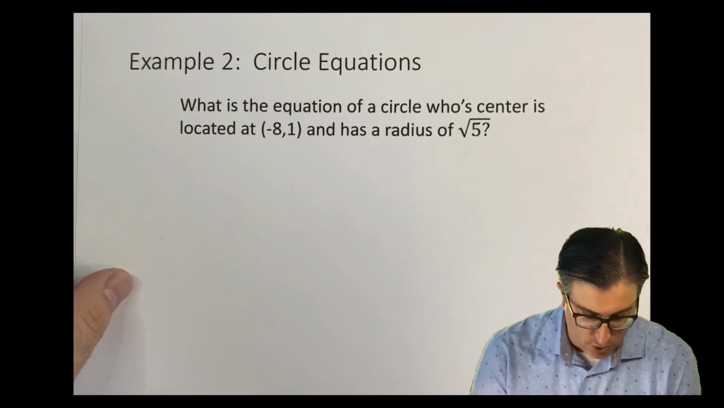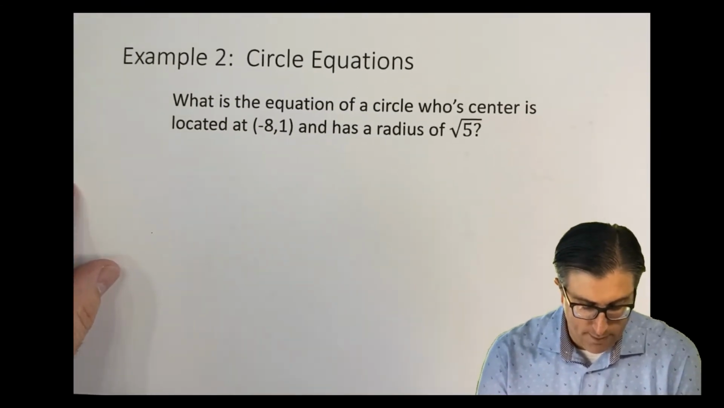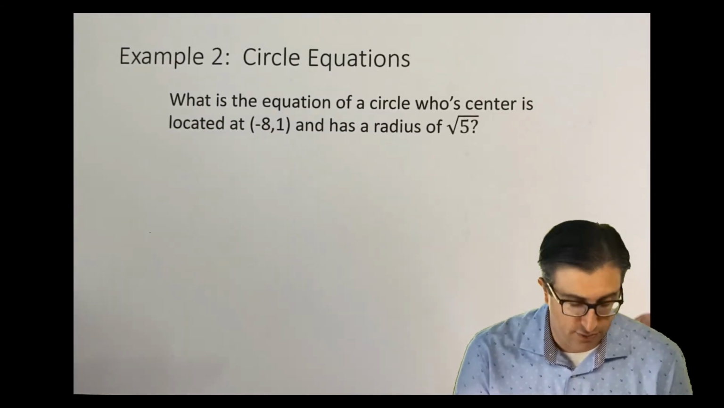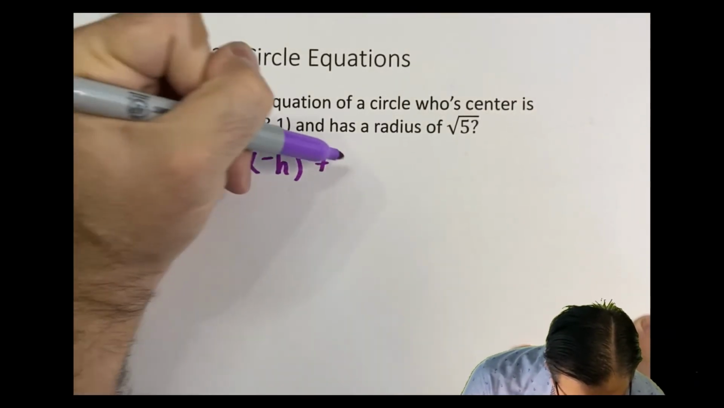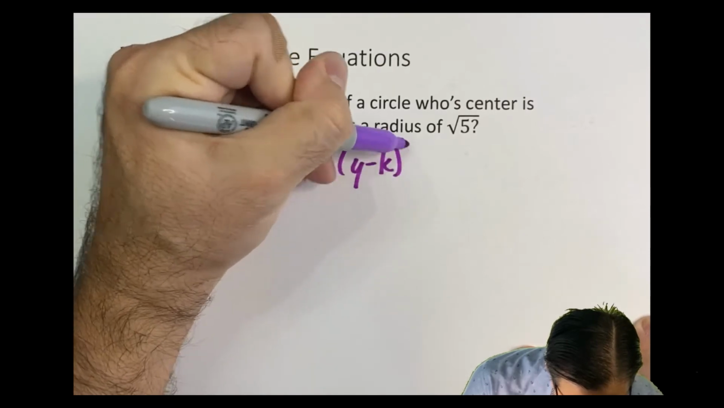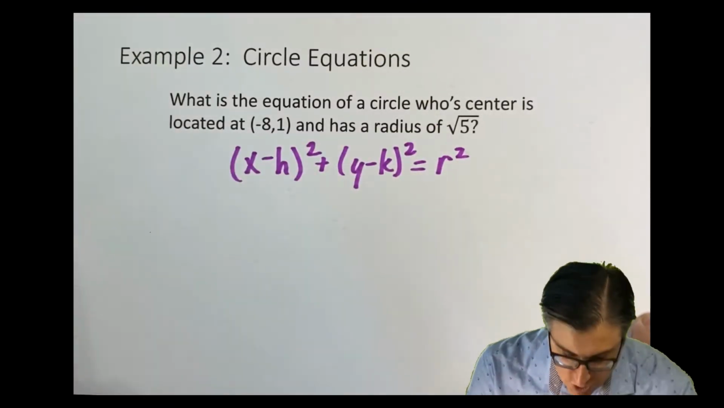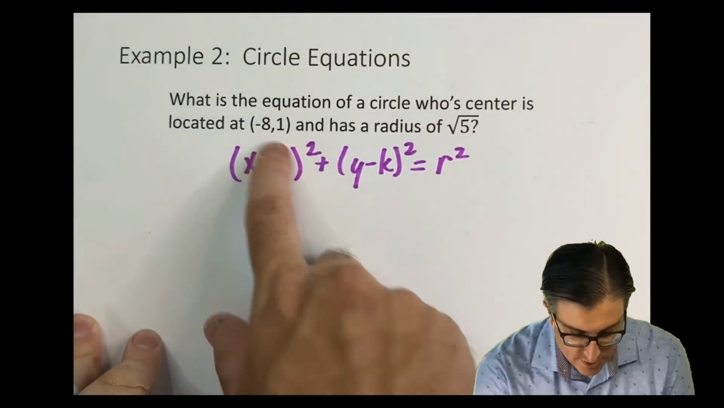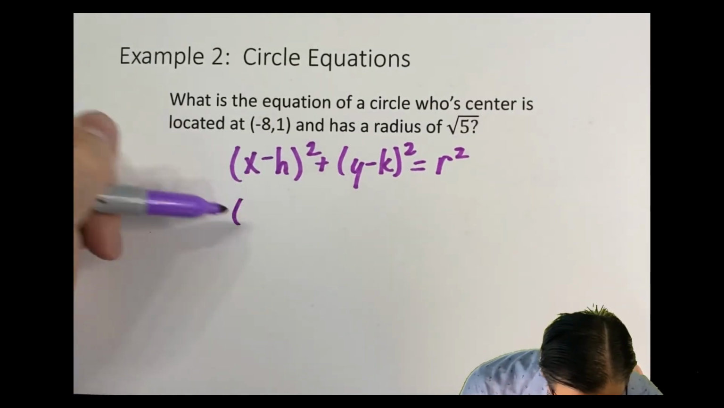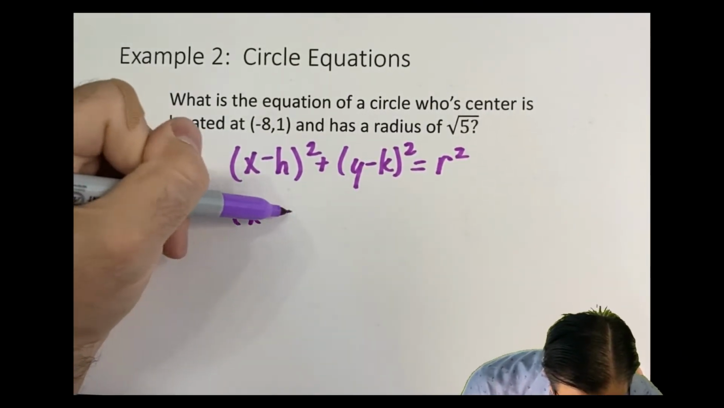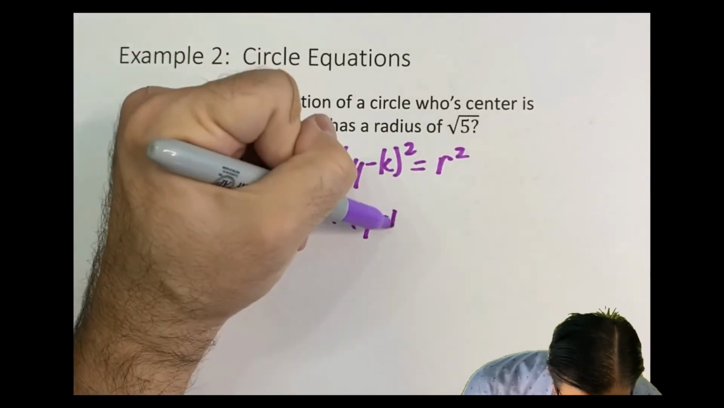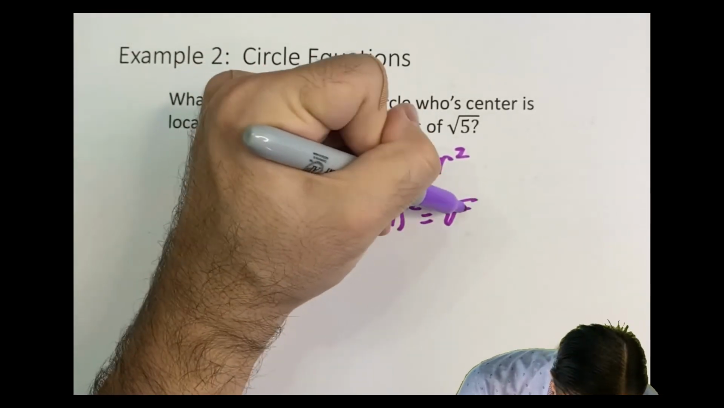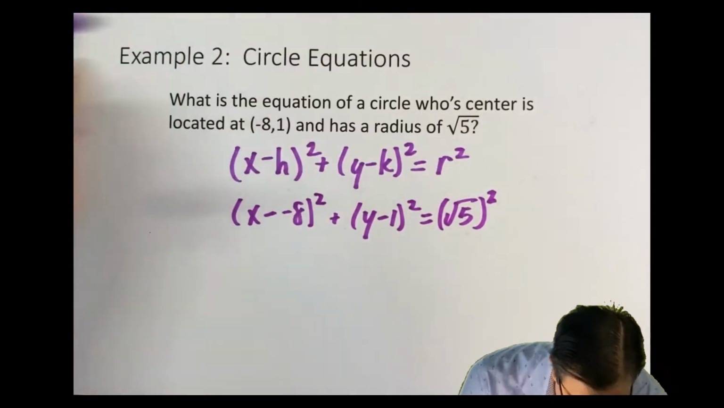Now example 2 says, what is the equation of a circle whose center is at -8, 1 and has a radius of the square root of 5? I'm going to write out the equation first. (X minus h) squared plus (y minus k) squared equals r squared. Well, my center is -8, 1, so I plug that into the formula. (X minus -8) squared plus (y minus 1) squared equals the square root of 5 for the radius, squared.